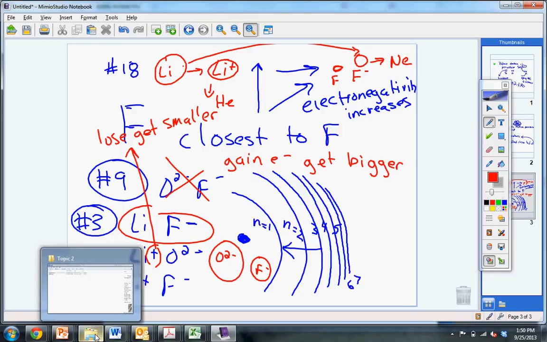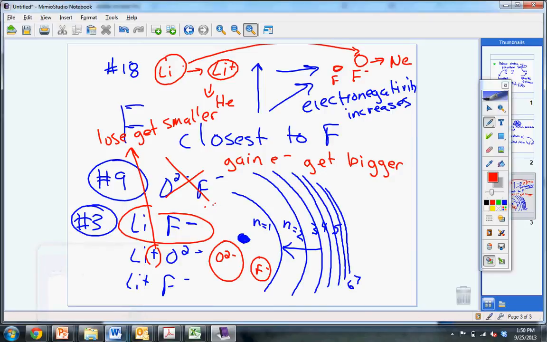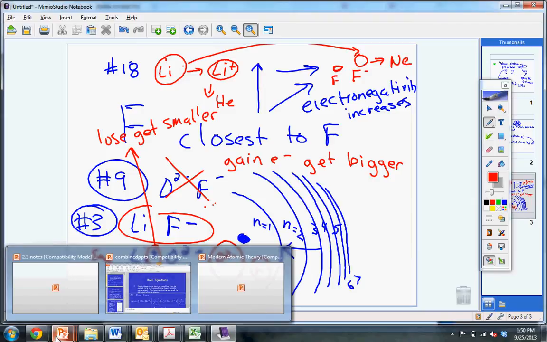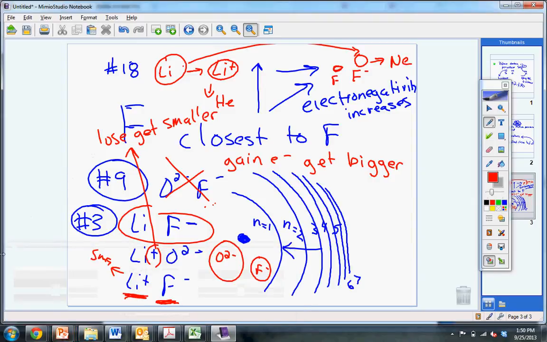Question? They're saying A or C. What's that? Oh, I don't know. A. Li plus, look, is going to get really small. This is going to get bigger. This gets smaller, and that gets bigger. Which is the greatest difference in the radii? Oh, this one's going to be the most similar. Sorry, that's the most similar. So the greatest is going to be Li plus and F minus.